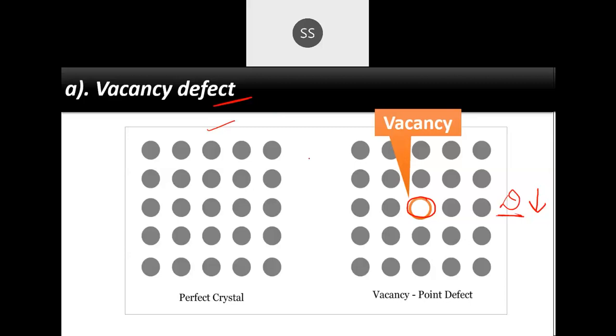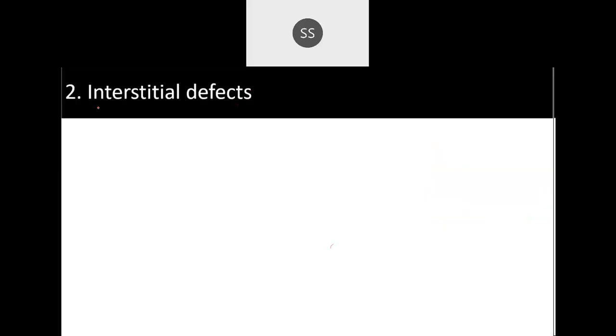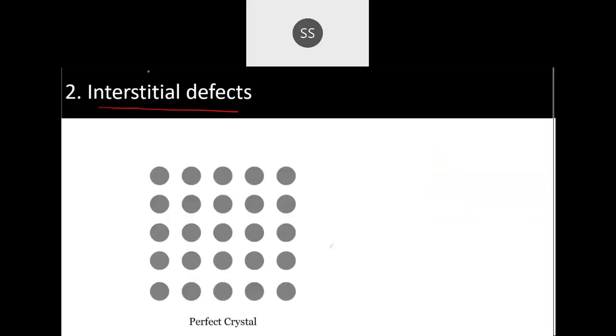Okay, so this defect was also named as thermodynamic defect. Then we saw interstitial defect. Second one, interstitial was first. Interstitial means what? The space which you find between the atoms or the molecules. Okay, the vacant place which is available.